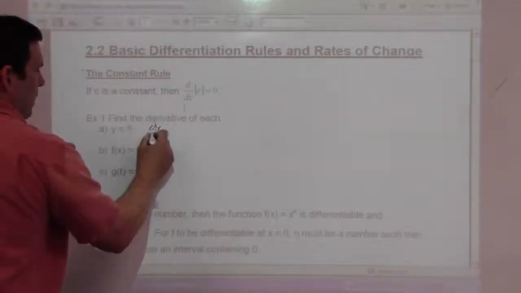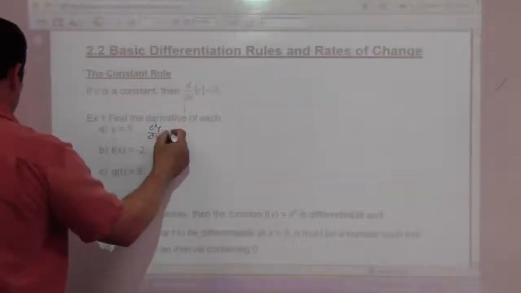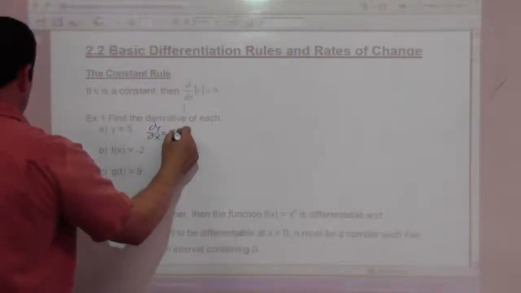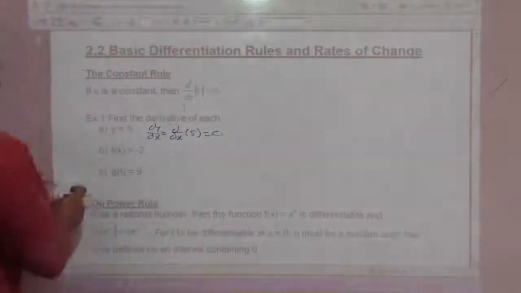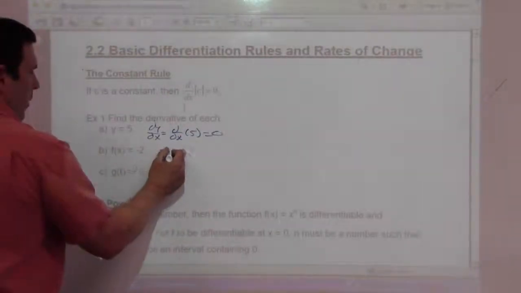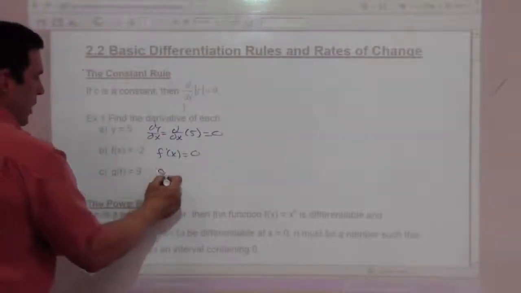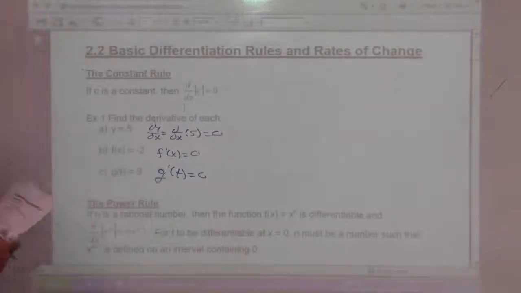dy dx of 5. Well, dy dx is just going to be the derivative with respect to x of 5, which is 0. Here, f prime of x is just going to be 0. And g prime of t is going to be 0 because these are all constants.